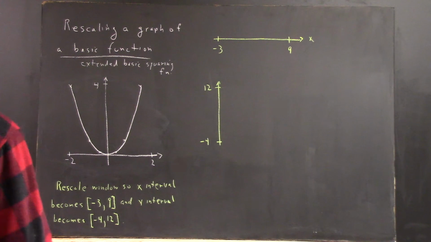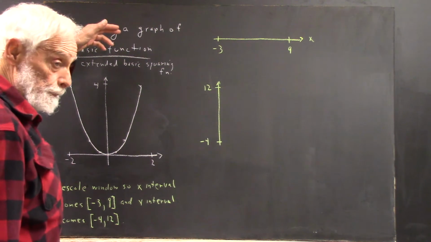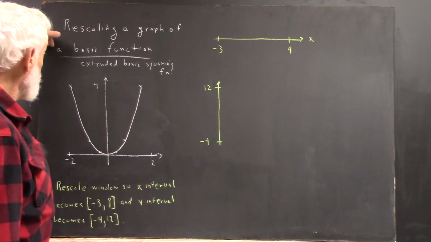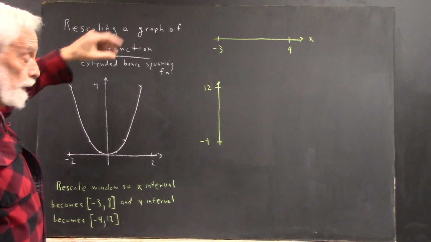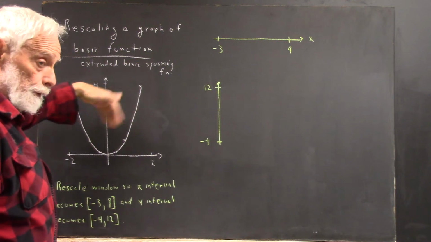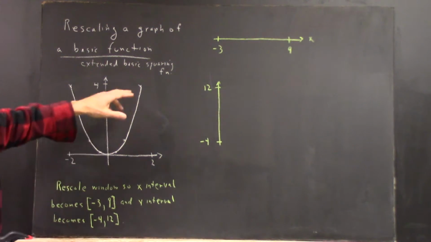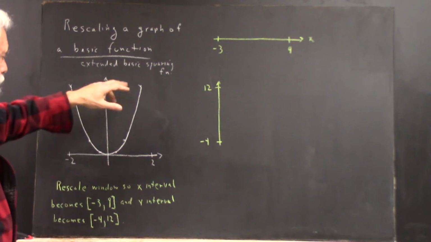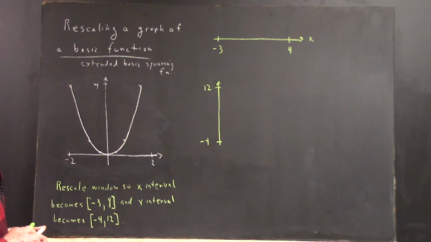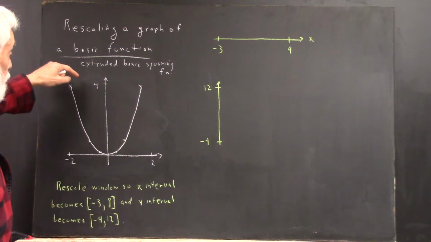Okay, we want to talk about rescaling a graph. We're going to do that in the context of a basic function. We could use any basic function, but the x squared function is convenient. And there are some things about the rescaling that allow you to draw more conclusions for the x squared function than some of the others. So I choose the x squared function.